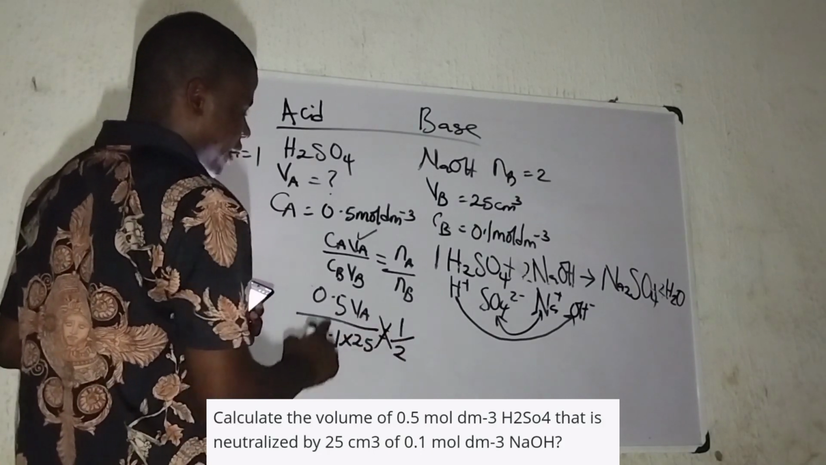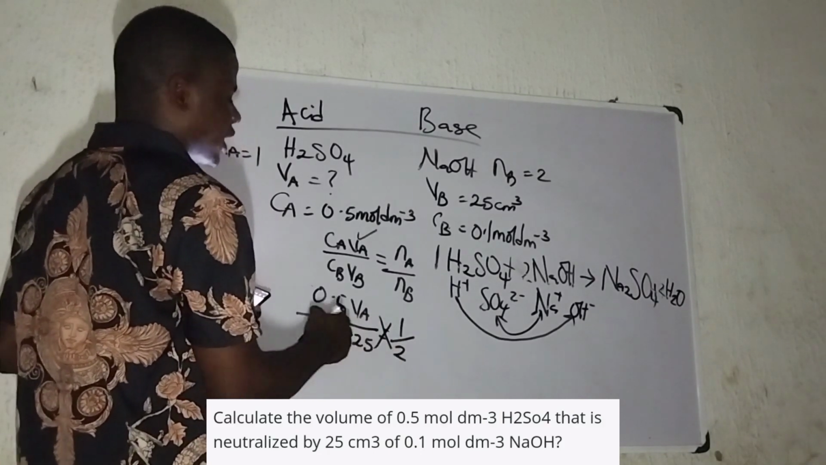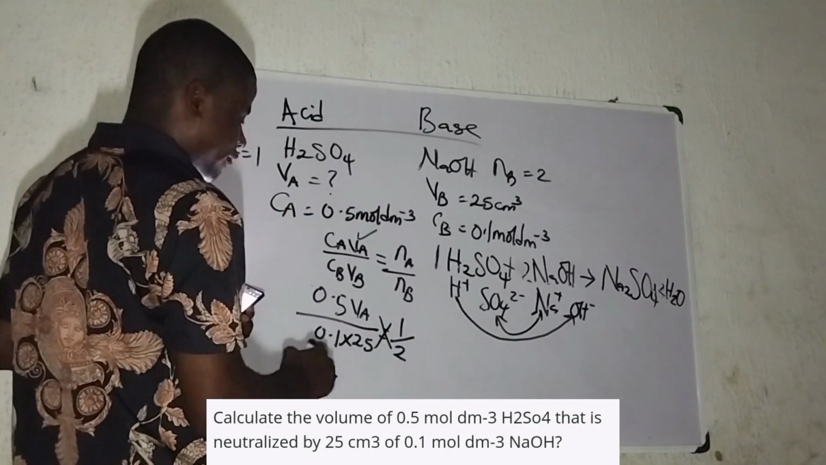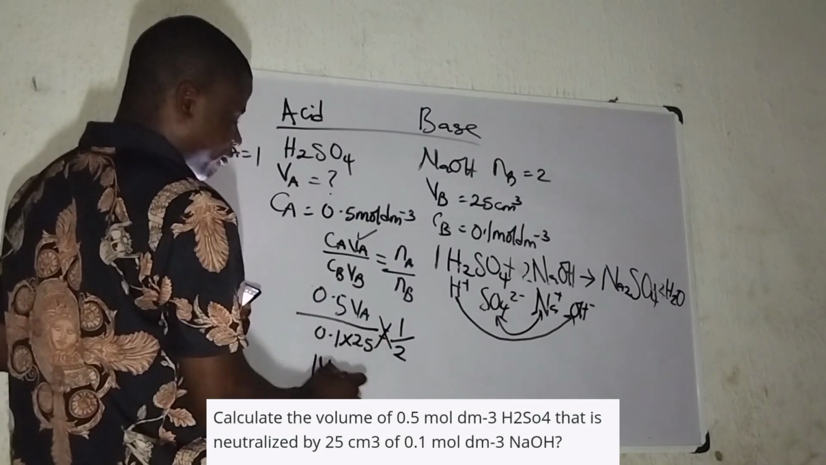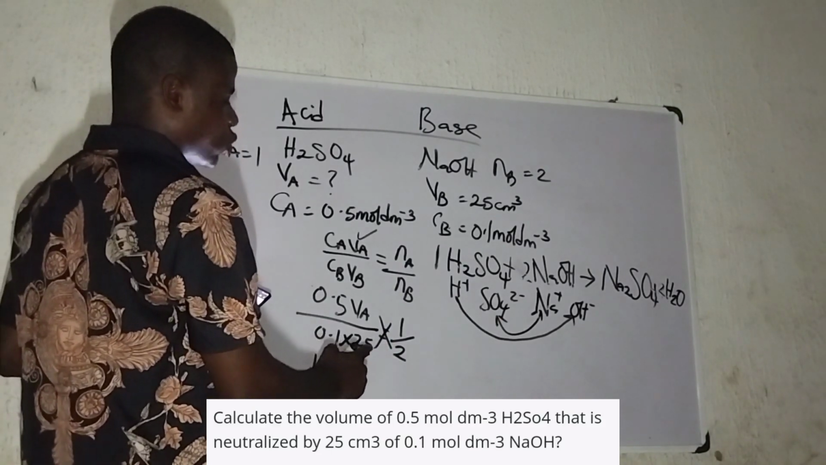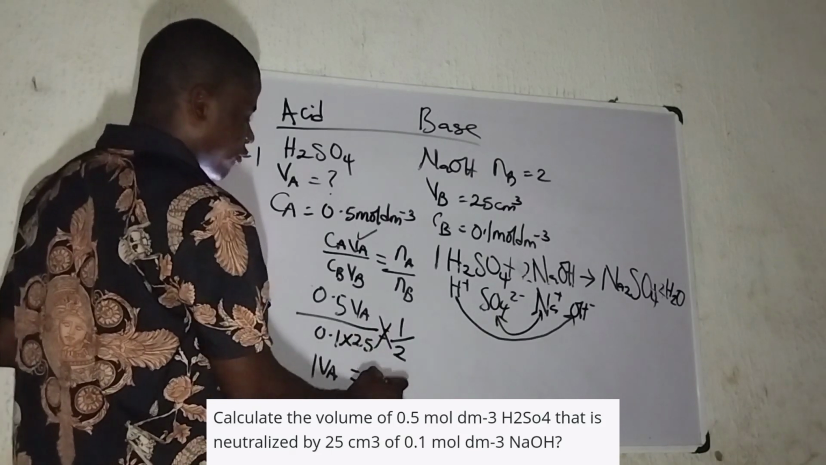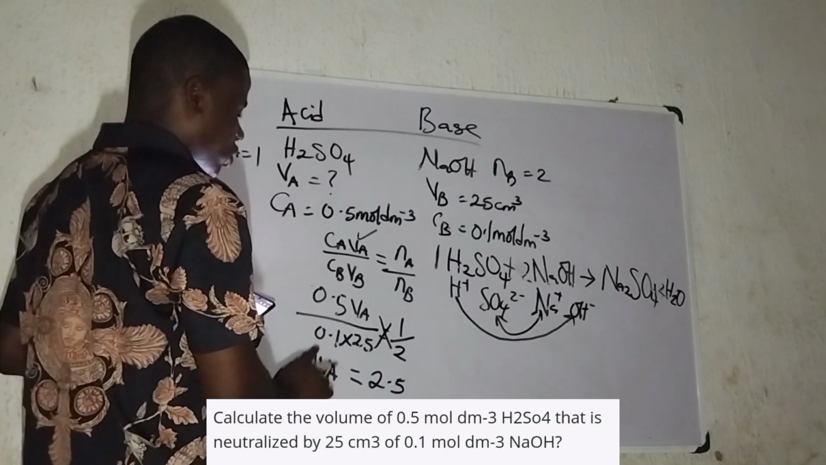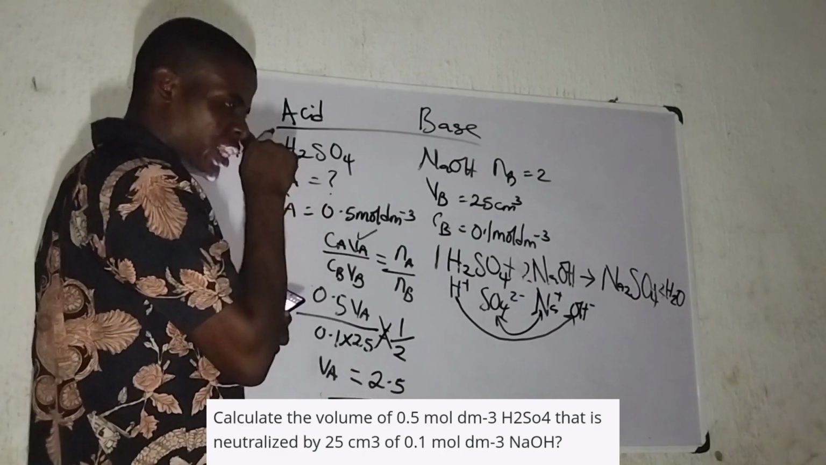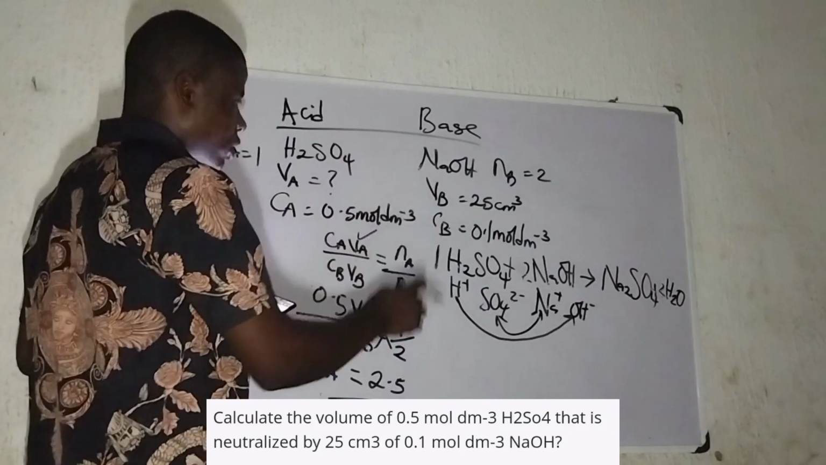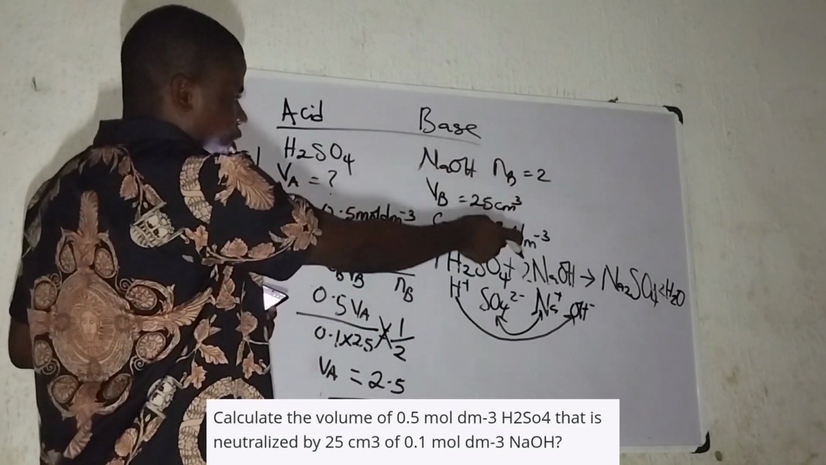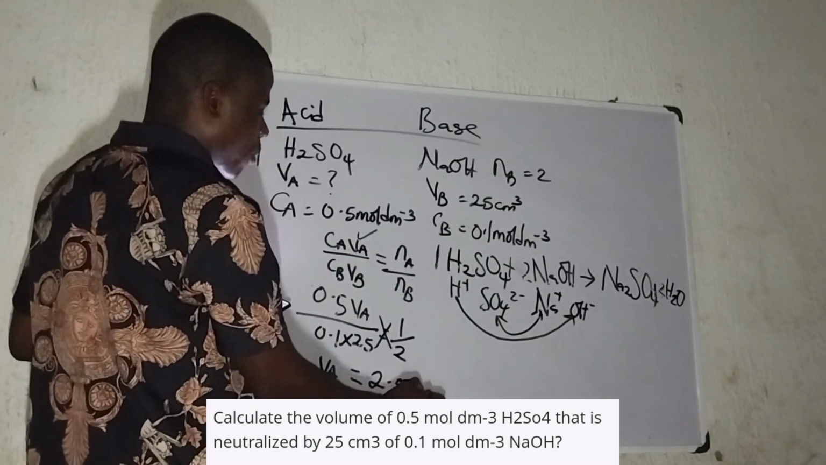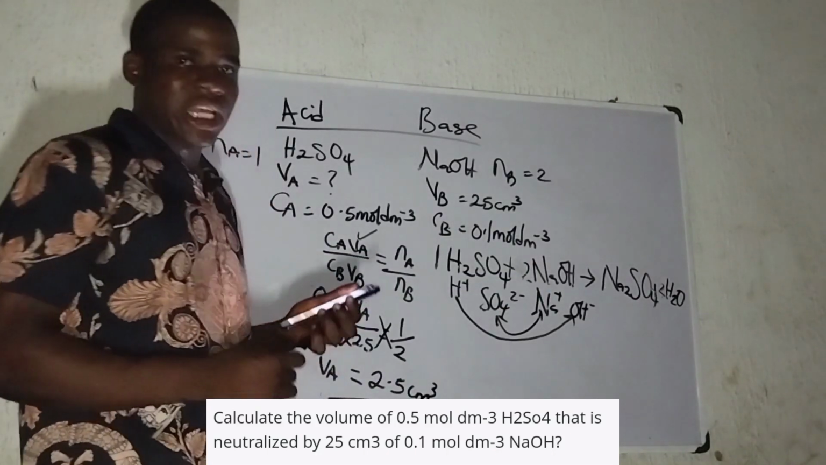So if I cross multiply, I have 0.5 Va times 2. 2 times 0.5 is 1. So I have 1 Va is equal to 0.1 times 2 times 25 times 1. It will give us 2.5. If you divide both sides by 1, you still get the same. So it means that the volume of the acid that will neutralize 25 cm cube of 0.1 mole per dm cube base is actually 2.5 cm cube. And that's my final answer.